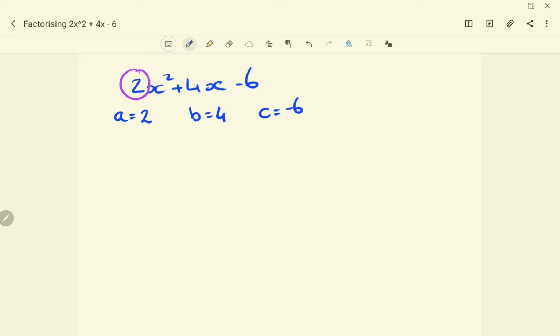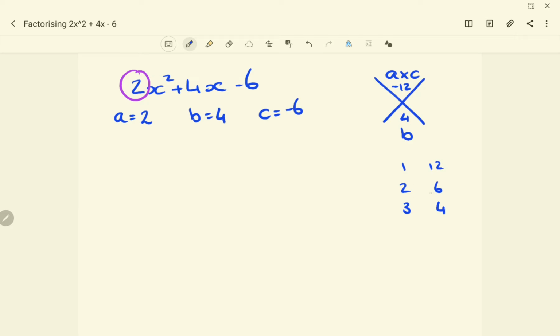The first step of the problem is the same. We still set up a cross with A times C and B on the bottom. So A times C gives us minus 12 and B is 4. So we are looking for two values that multiply to give you minus 12 but add to give you 4. So you are looking for all the factors of 12 in their pairs.